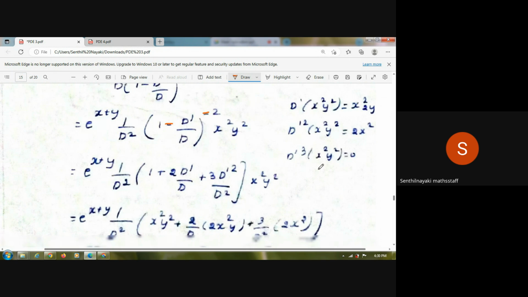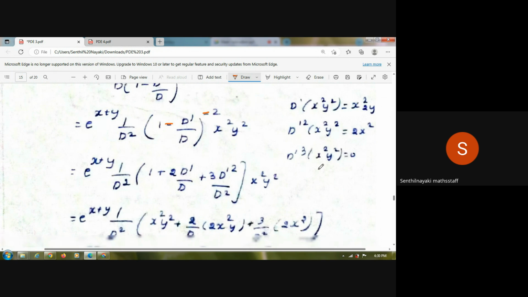After integrating, the final PI is e power x plus y into (x power 4 y square by 12 plus x power 5 into y by 15 plus x power 6 by 60). This is PI. Therefore the general solution is CF plus PI. CF is this one and PI is this one. So this is the final answer.